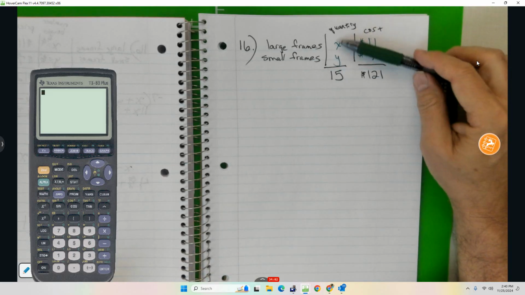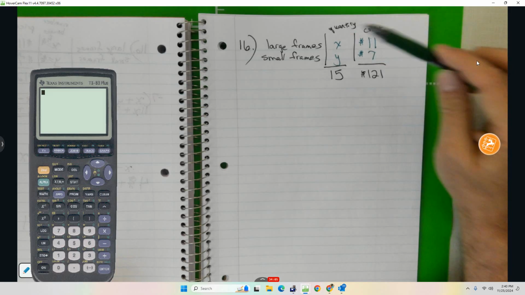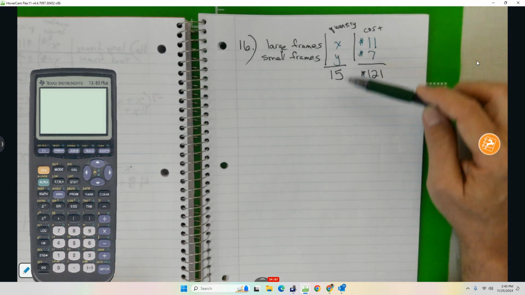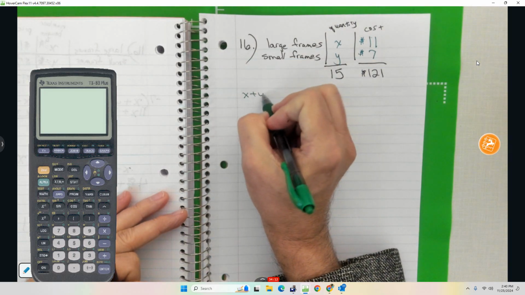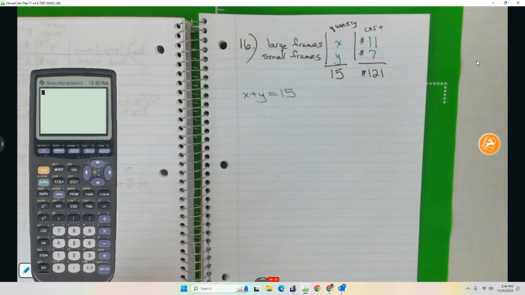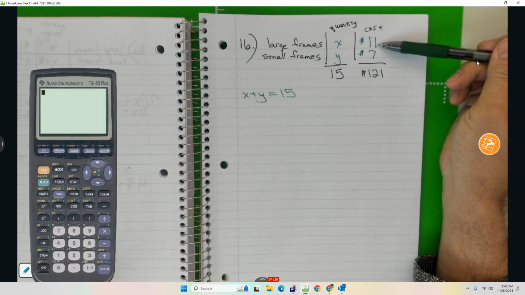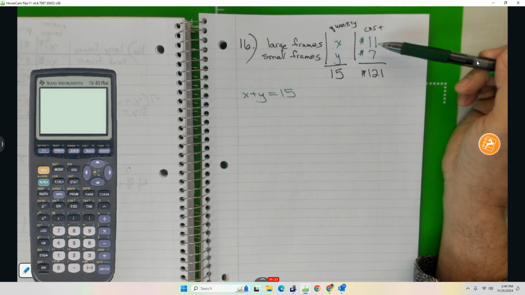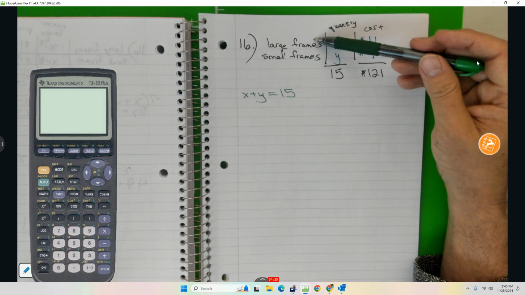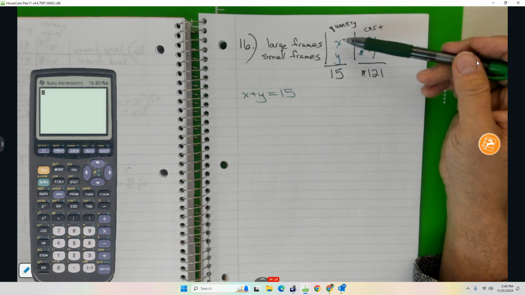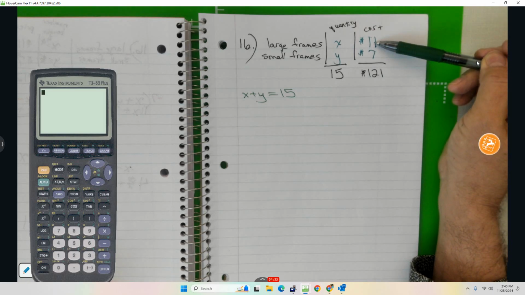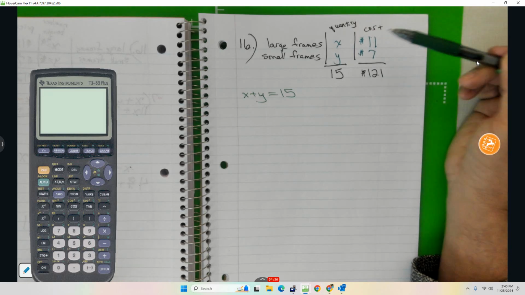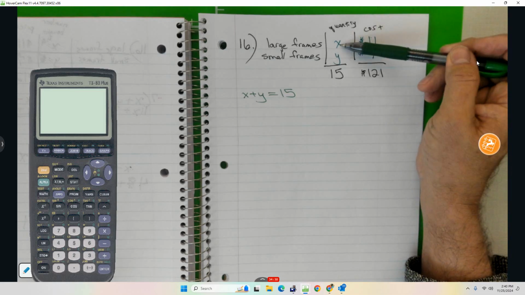One equation falls out quickly. X large frames plus Y small frames had better equal a total of 15 frames. So that's where we got that X plus Y equals 15. The second one, cost per item times the number of items. That'll give you how much money she spent on the large frames. If she bought 3 large frames, 3 times 11, she spent $33 on the large frames. So you go cost per item times the number of items.